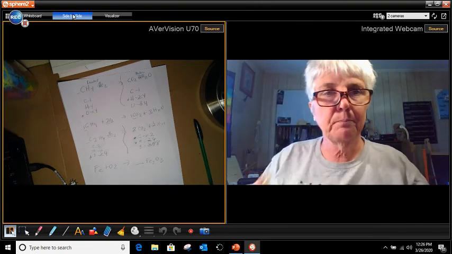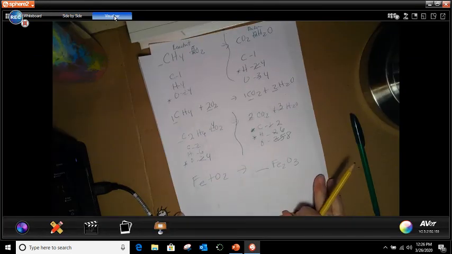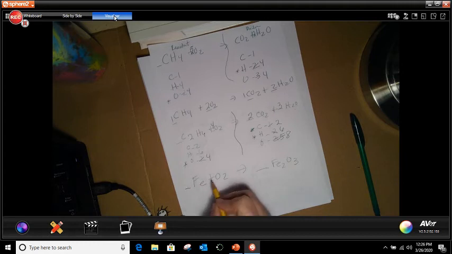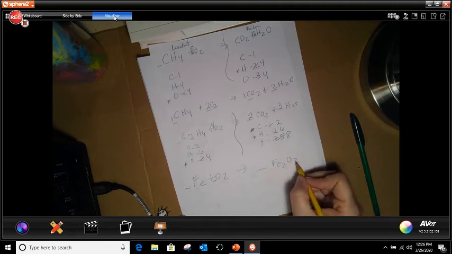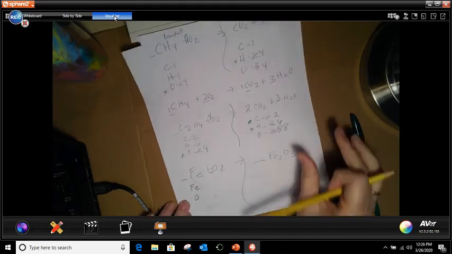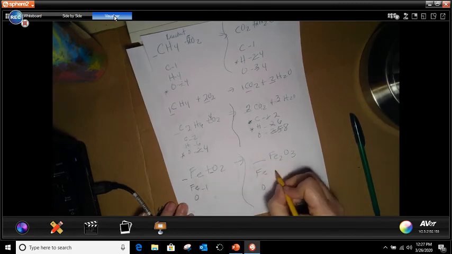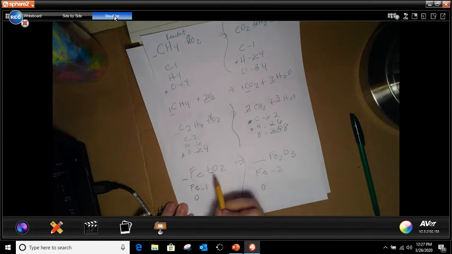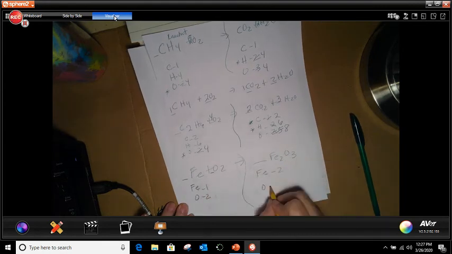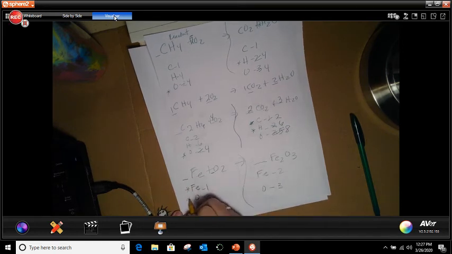Okay? So that's what you do. So the last one, we have Fe plus O2 equals Fe2O3. Line in the middle, Fe and O, correct? Fe is 1. This one's got 2. Oxygen has 2. Oxygen has 3. So I'm going to say Fe is smaller over here. My oxygen is smaller over here.